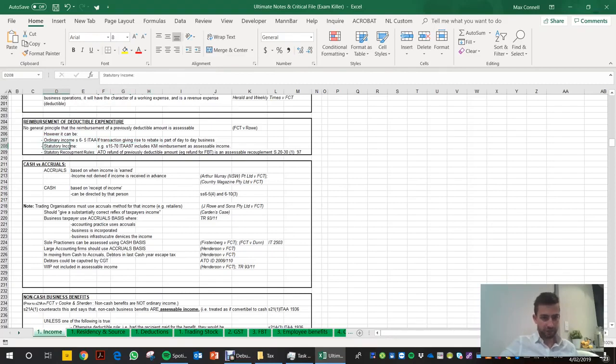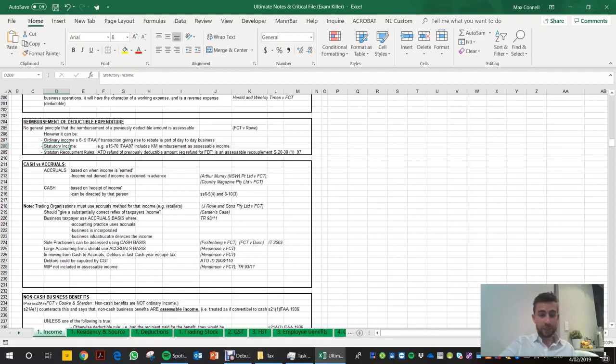Here's a statutory income. It's a very specific one, so kilometre reimbursements are actually statutory income. Just a random section reference you have to remember and say, yep, that's statutory income. And another very specific rule, so an ATO refund of a previously deductible amount, e.g. a refund from FBT, is an assessable recoupment.